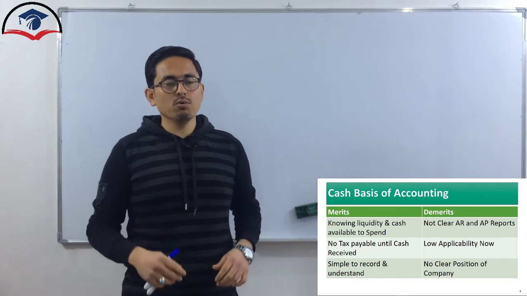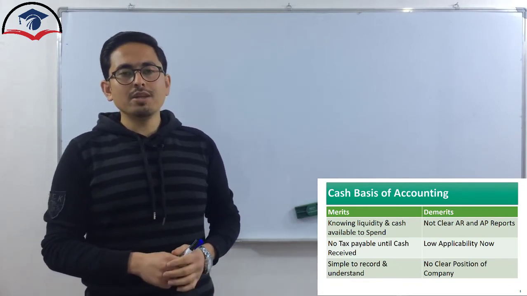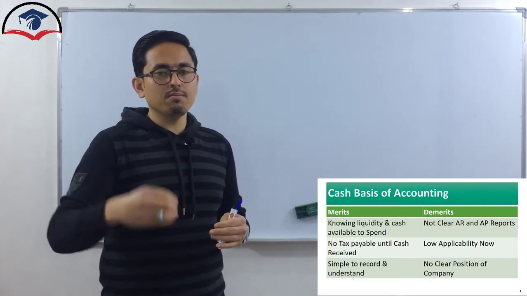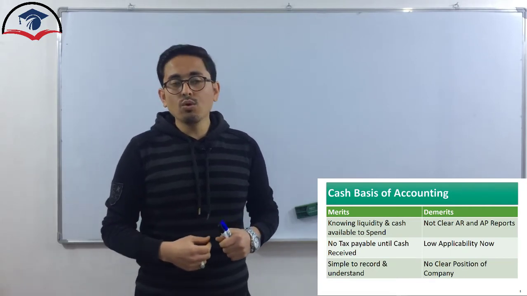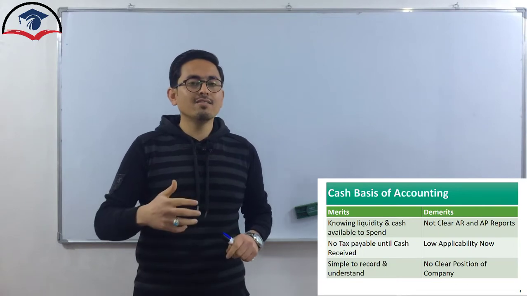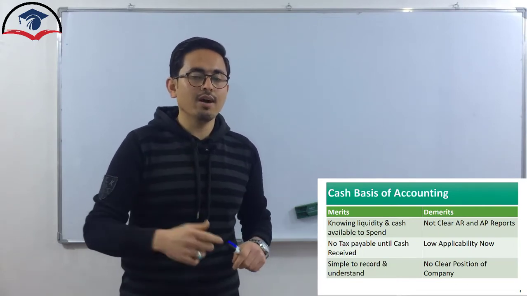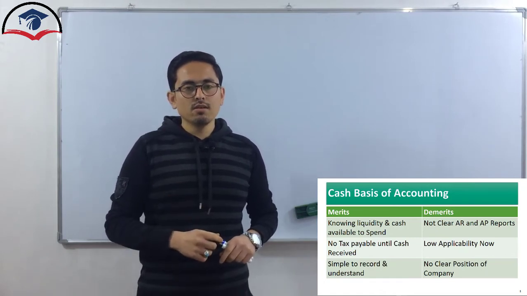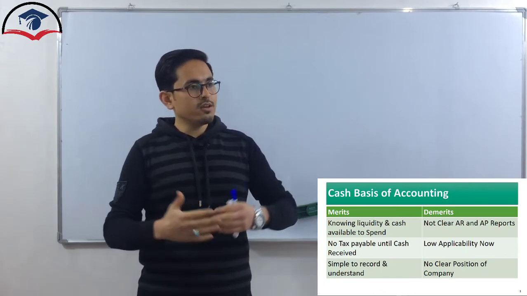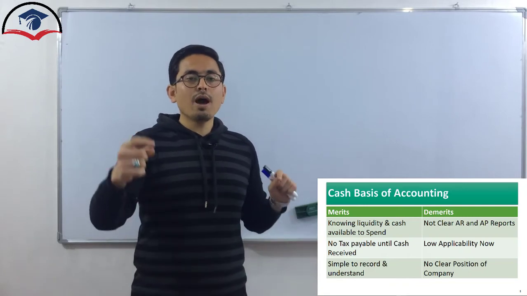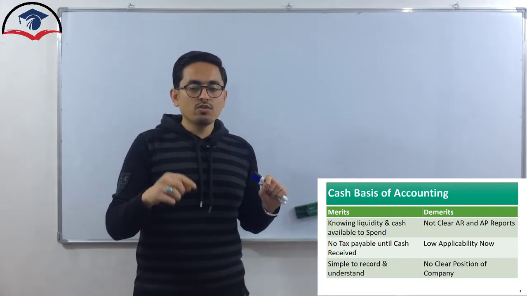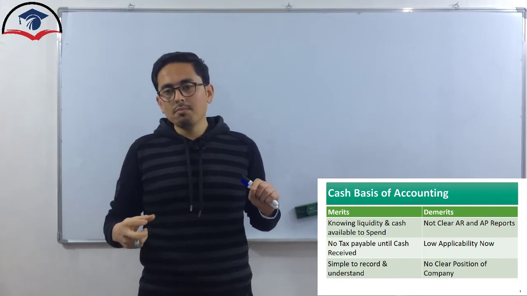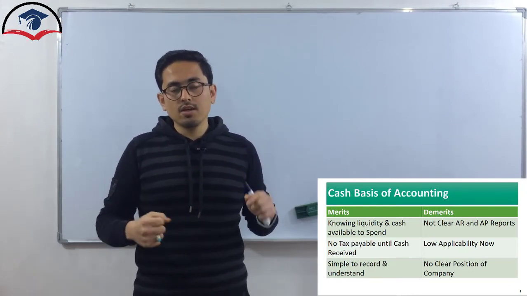One of the most important ones is if the company follows the cash basis of accounting and they sold something on loan, they don't know what level of receivables they're going to have at the end of the period, or even at that same moment, because they have sold something and they will not recognize any revenue up to the time they receive the cash. So there is no record of accounts receivable and accounts payable inside the company.